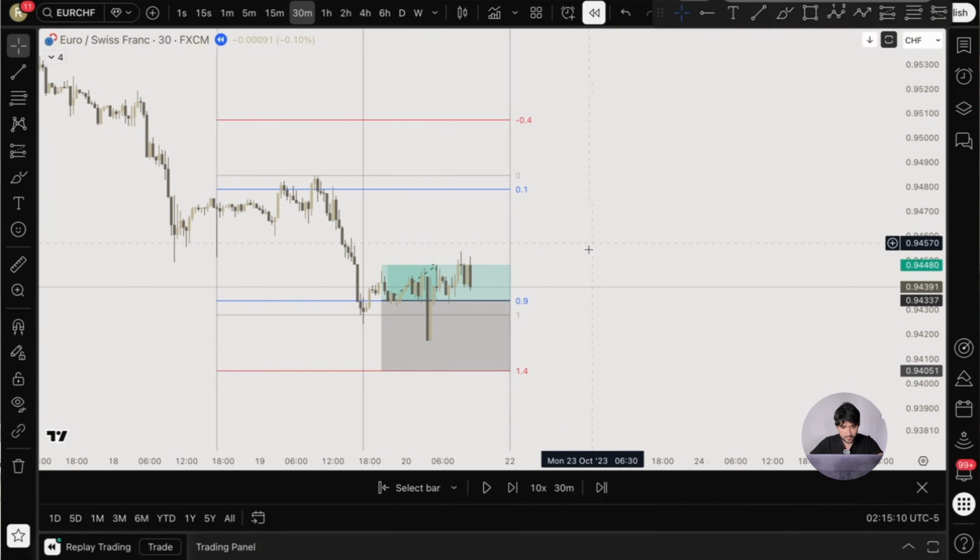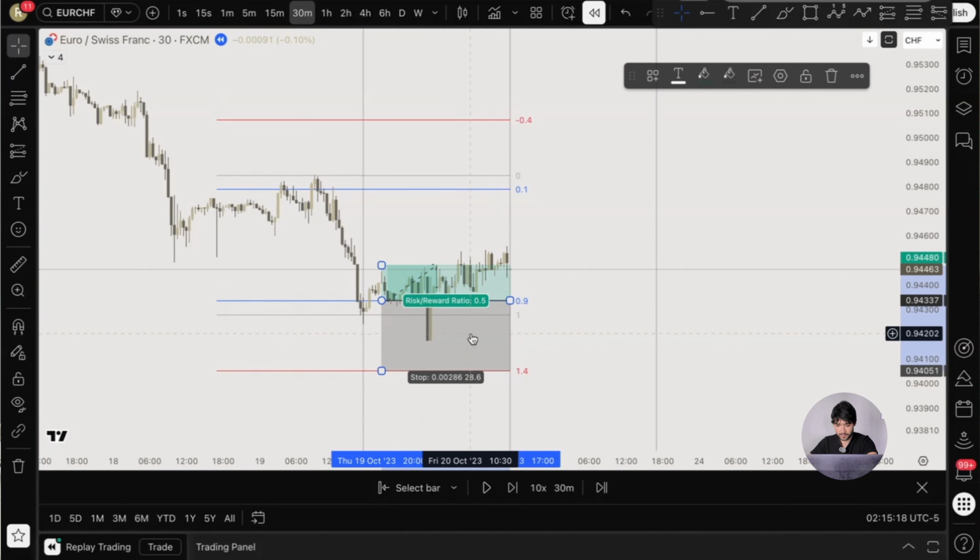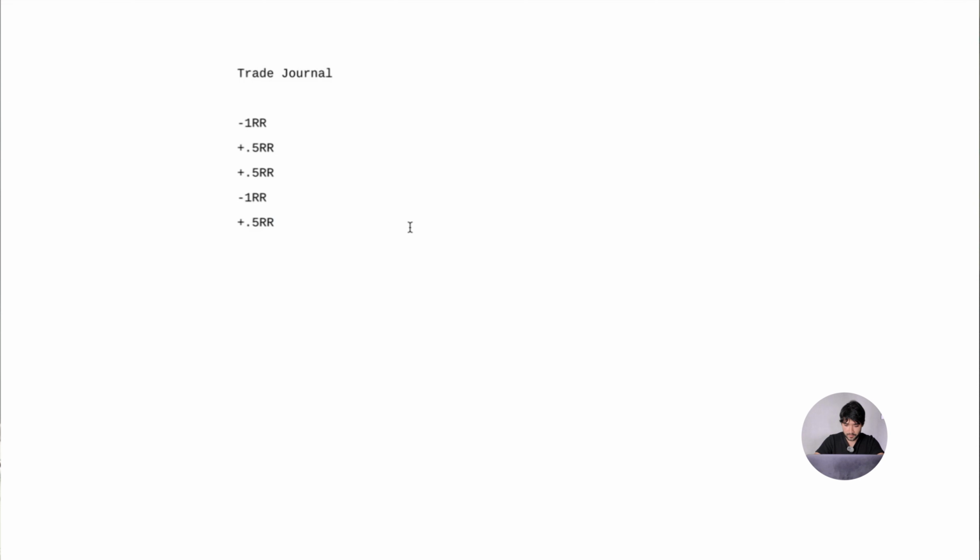Okay, and as you guys can see, we did hit our take profit there while holding the stop loss down here. So that is going to be a winning trade. We'll let the range close out real quick. Get rid of this on screen. Document another plus 0.5 RR.